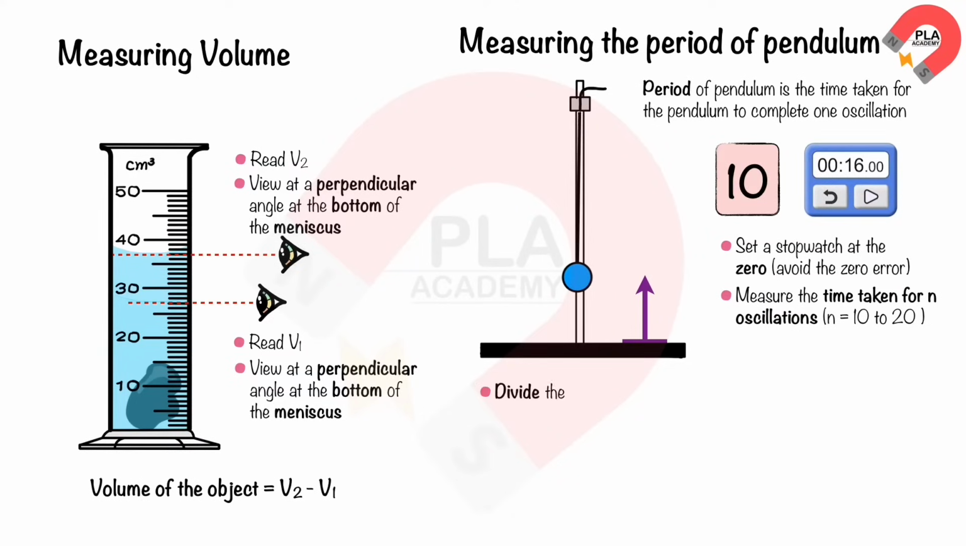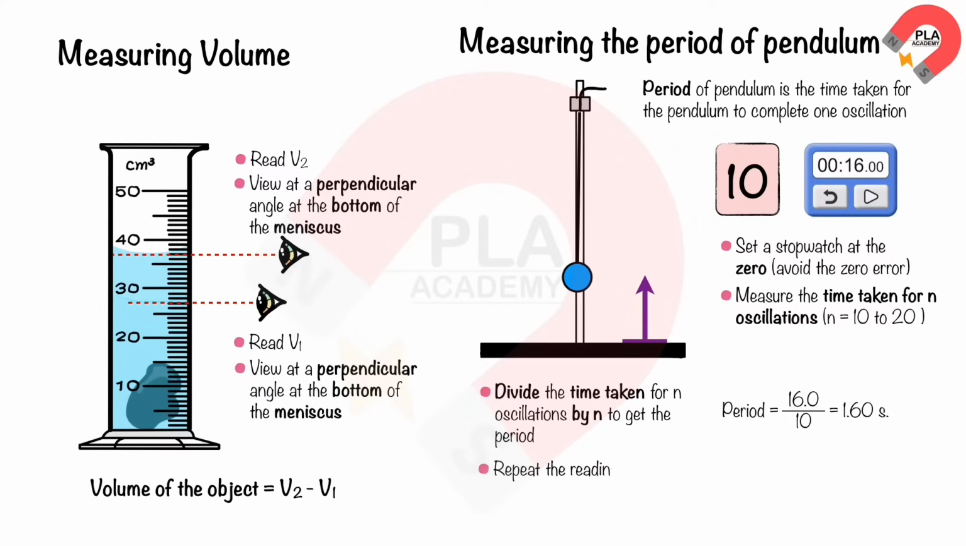Divide the time taken for n oscillations by n to get the period of the pendulum. For this example, the period is 16.0 divided by 10, which equals 1.6 seconds. Repeat the reading at least 3 times and find the average of the period to get an accurate value.